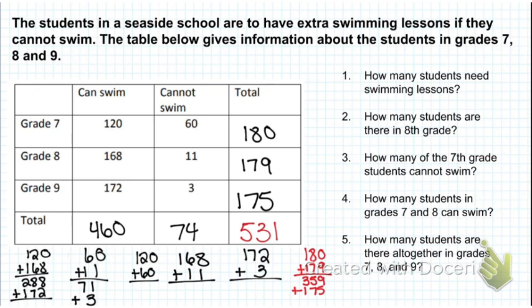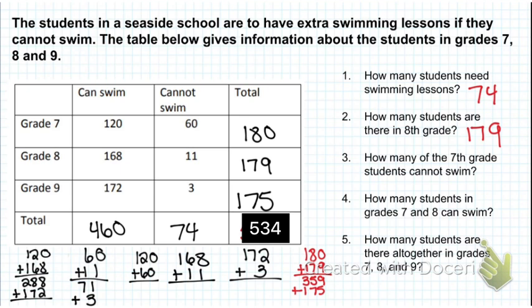Okay, so now that we have our table filled in, let's look at our questions. It says how many students need swimming lessons. All right, so the ones that cannot swim needed swimming lessons. So that's going to be 74. How many students are in 8th grade? So we go to our column that says 8th grade, go all the way across to total: 179.